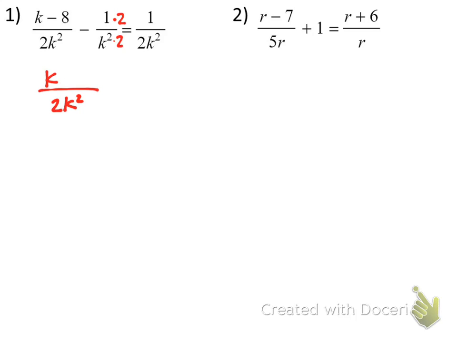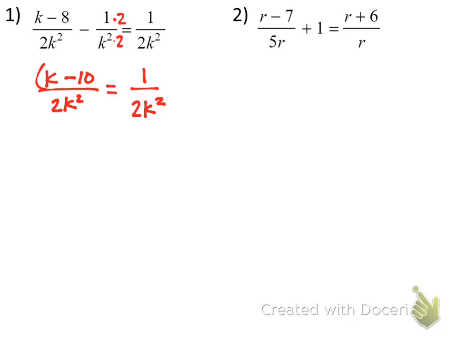I'm going to combine. We have negative 1 times 2 is negative 2, so negative 8 minus 2 is negative 10. Okay, I just skipped a couple steps. Did 2 steps in one. k minus 10 over 2k squared is equal to 1 over 2k squared. Okay, that's the first step. I just made it so I have one denominator on each side. And now I have two fractions equal to each other.